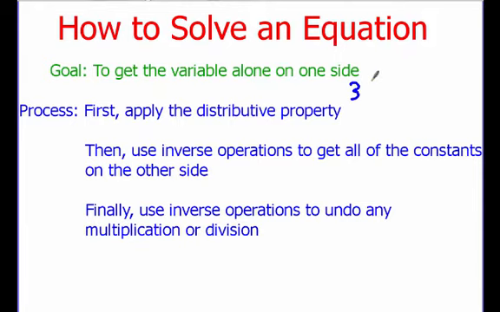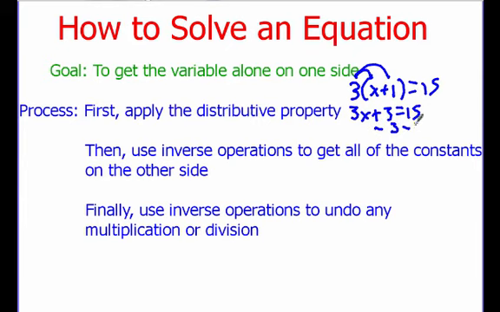So for example, I have something like 3 times x plus 1 equals 15. My first step is going to be to distribute out that 3 so that I get 3x plus 3 equals 15. Then my next step will be to use inverse operations to get all the constants on one side. For example, subtracting 3 on both sides, so then I have 3x equals 12.